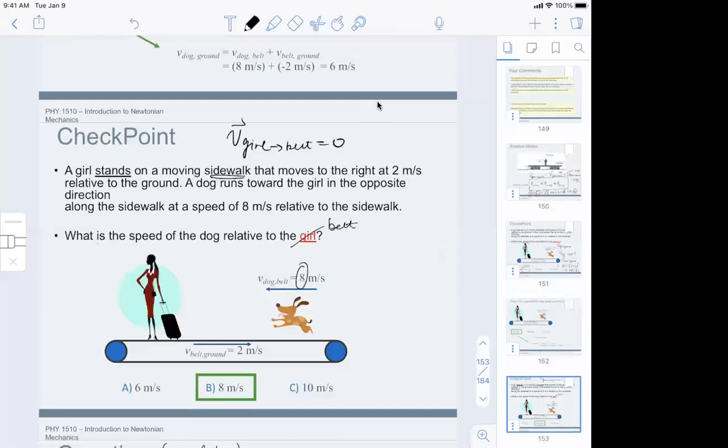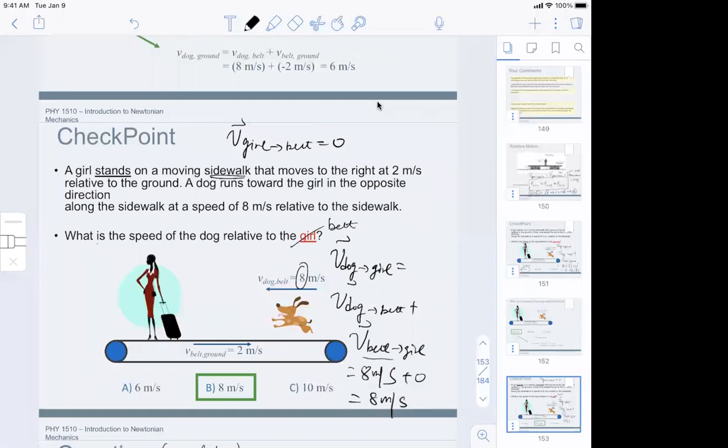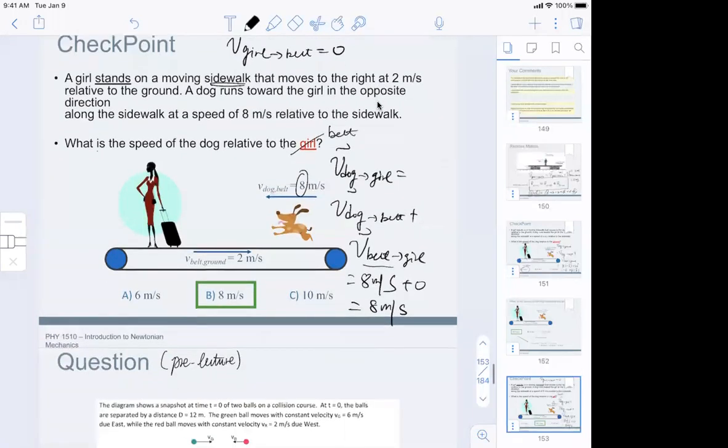If you wish, you could add the girl in the equation by saying v dog relative to the girl, which will be dog relative to the belt plus belt relative to the girl. Now, dog to belt is 8. Belt to girl is 0. They're moving together, so you still get the 8. So either way, you can get the 8 meters per second answer.